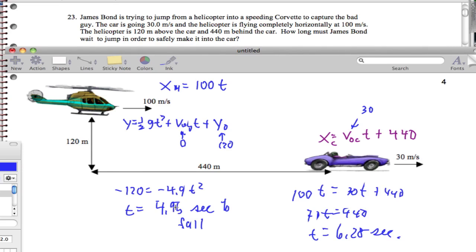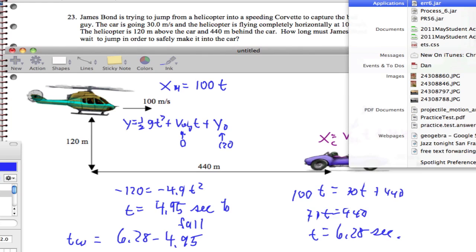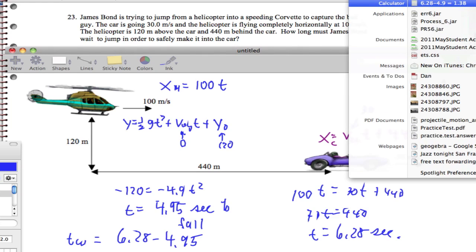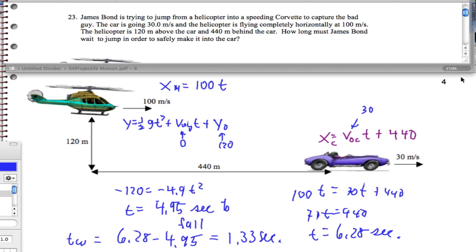So if it takes James Bond 4.95 seconds to fall and it takes 6.28 seconds for the helicopter to catch the car, the time to wait is going to be 6.28 minus 4.95 seconds, which gives us 1.33 seconds. Wow, that was a good one. I like that one. Pretty tricky. Good stuff.